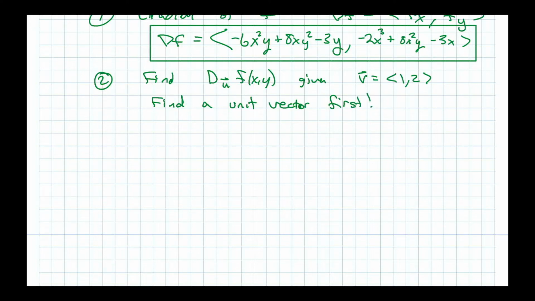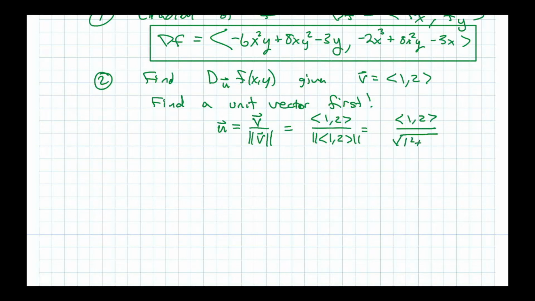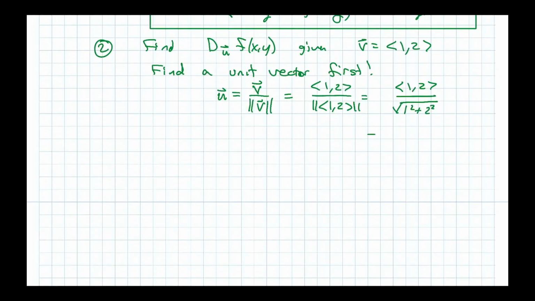Now it's easy. You know how to find unit vectors. It's something you've done a number of times in the past, right? You're just going to take the vector v and divide it by its length, and that makes it a unit vector. So this is simply 1 comma 2 over the magnitude of 1 comma 2, which is 1 comma 2 over square root of 1 squared plus 2 squared. So it is 1 over square root 5 comma 2 over square root 5, right?